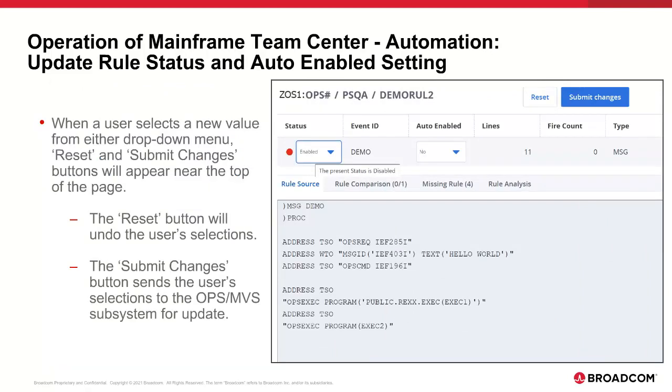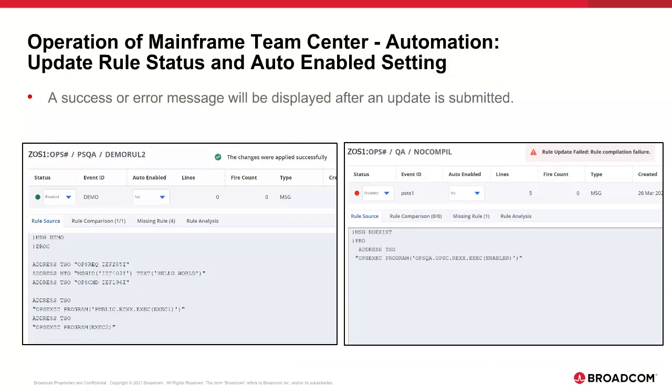Once a user selects a value from either of the drop-down menus, then two new buttons appear at the top of the window: Reset and Submit Changes. The Reset button will undo the user's selection. The Submit Changes button will take the user selection and make the update on the specific Ops MVS subsystem. After you select Submit Changes, you will receive either a success or error message as outlined in the screen captures displayed here.